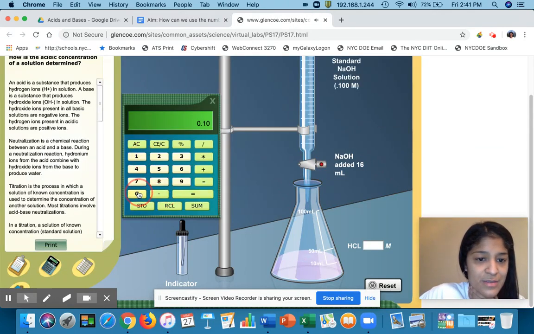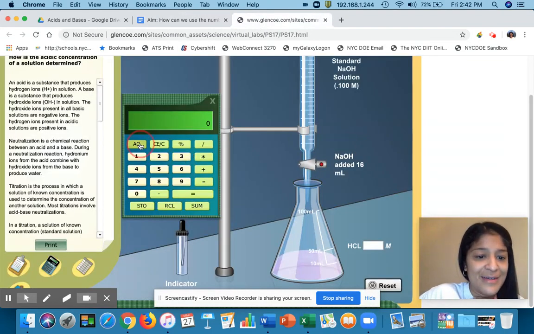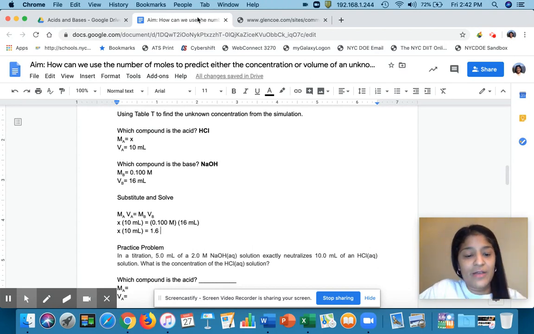0.100 times 10 ml, that's going to be 1. Oh, it's 16 ml, I'm sorry. 0.100 times 16 is 1.6. So this would be 1.6. And like I said, when you multiply molarity times volume, you get moles.